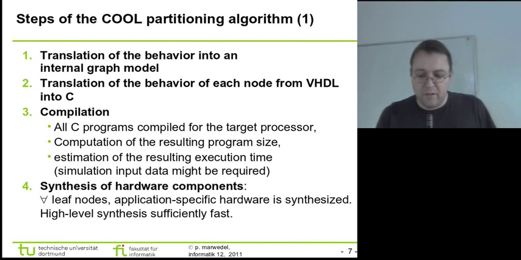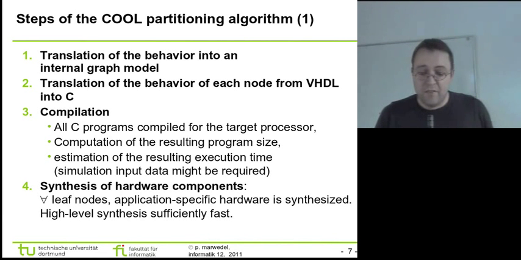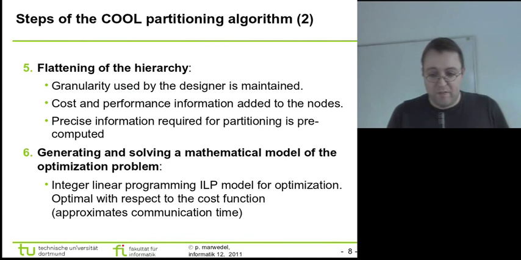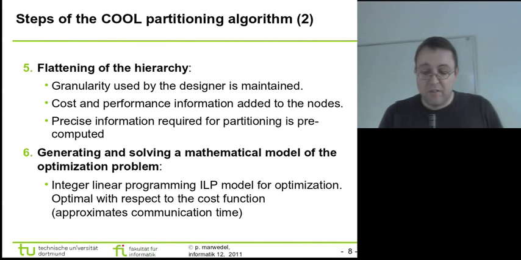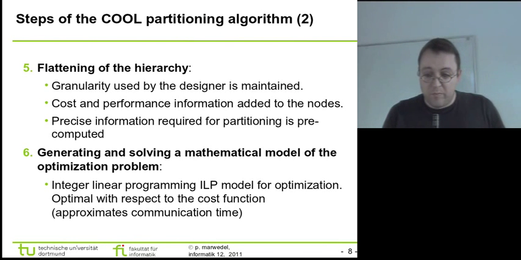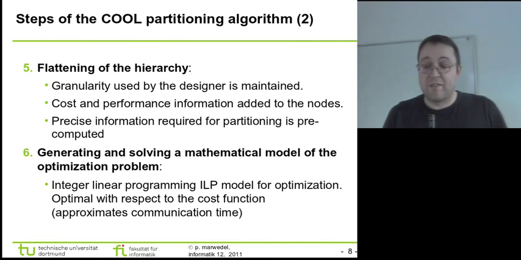So for all of the leaf nodes we require that we synthesize application-specific hardware. This is possible nowadays since high-level synthesis tools are sufficiently fast. Now in step 5 we start flattening the hierarchy of a system. So the designer of a system sets a given granularity, which is maintained here, and we add cost and performance information to the nodes we determine here. For partitioning, we might need very precise information, and this precise information is pre-computed already in that step.